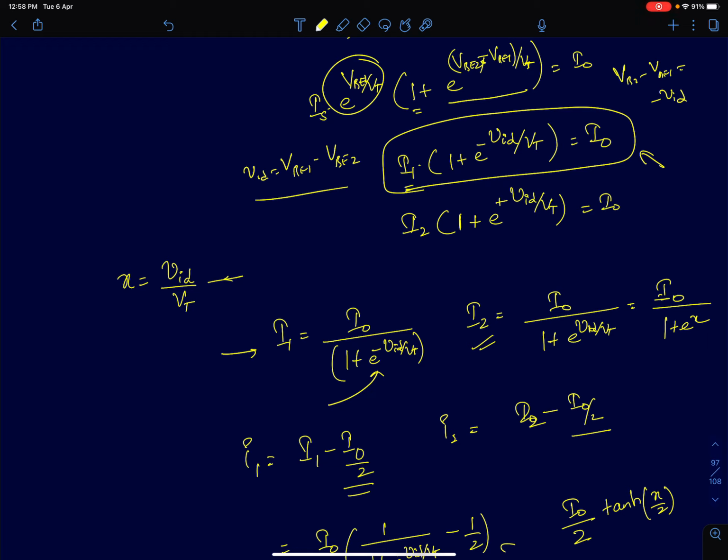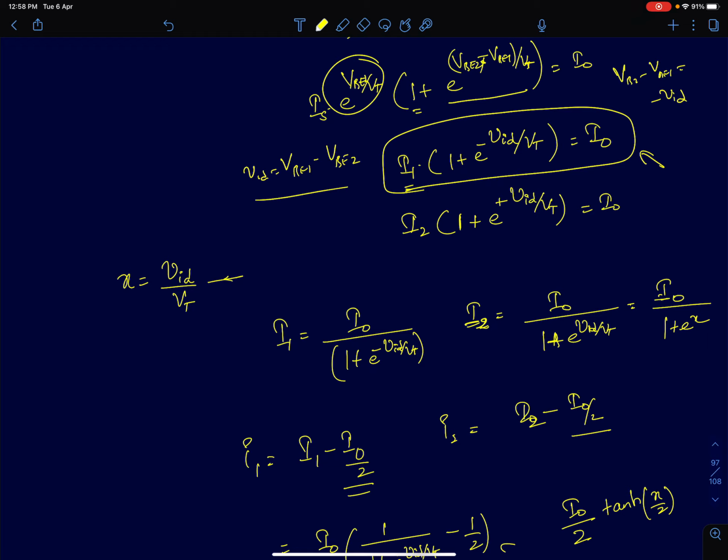In a similar way, we can derive I2. You will get I0 upon 1 plus e power plus VID by Vt. Now both the results make intuitive sense, but you'll have to bear with a little bit of mathematics here. Eventually I'll derive some very simple and intuitive results, so we can then look at the final expressions and draw the intuitions for the circuits.